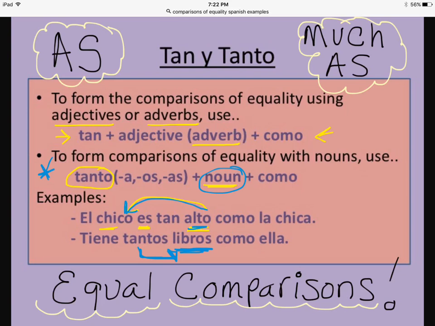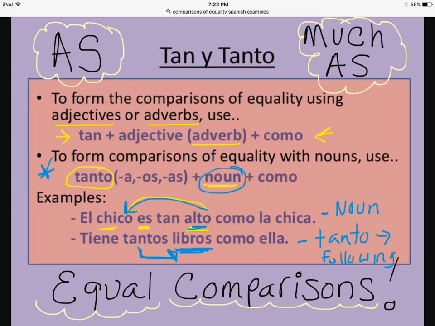But if you're using this formula with the noun, you have to make sure that tanto matches the word that follows it. So you have to remember two things. On this one, you're matching the adjective to the noun. On this one, you're matching tanto to the word that follows it, which is the noun. So I'll put following.